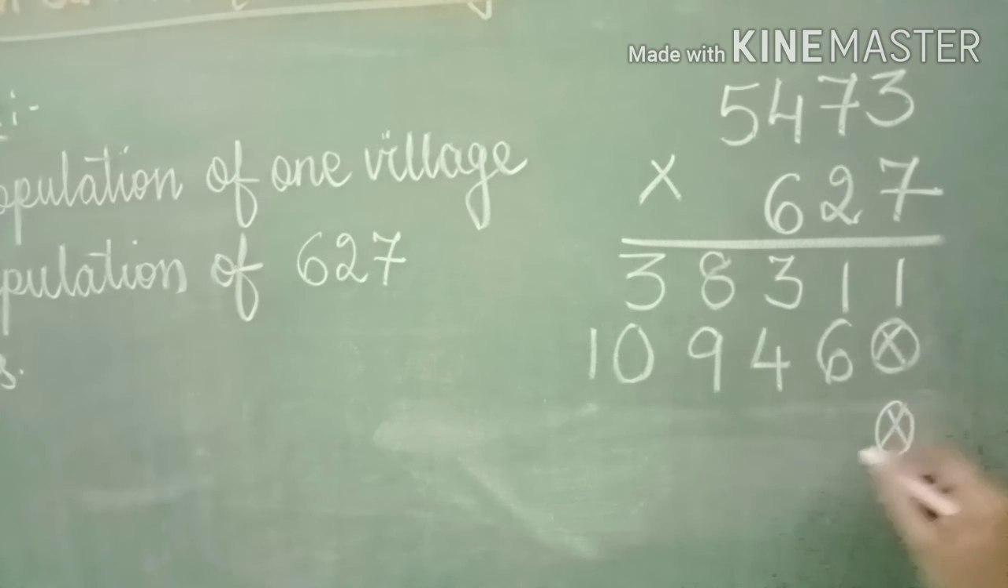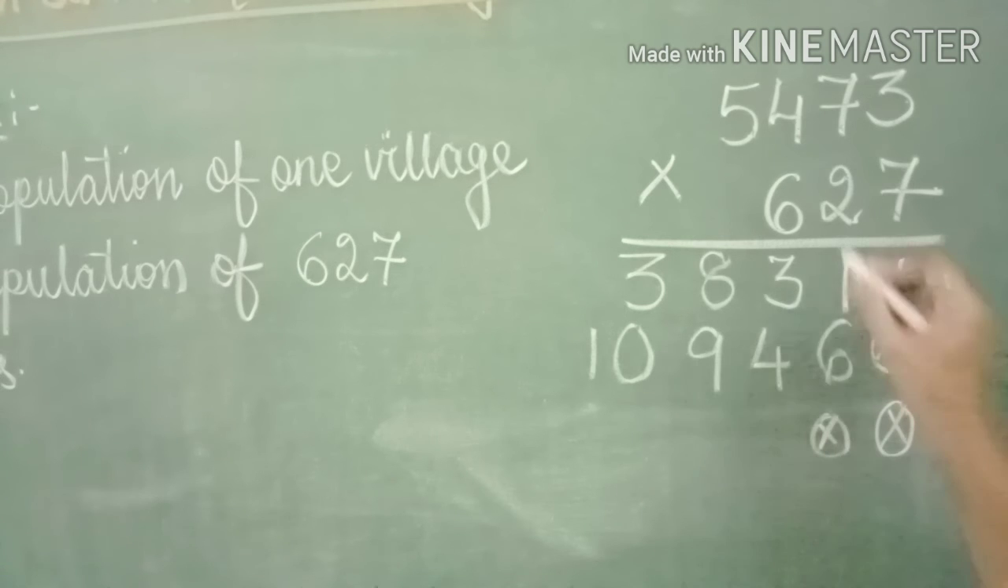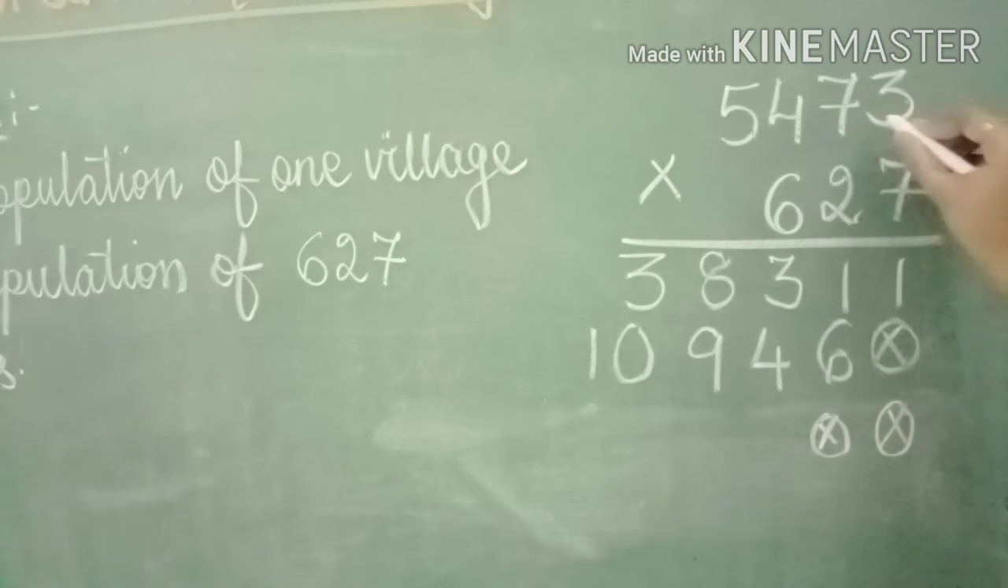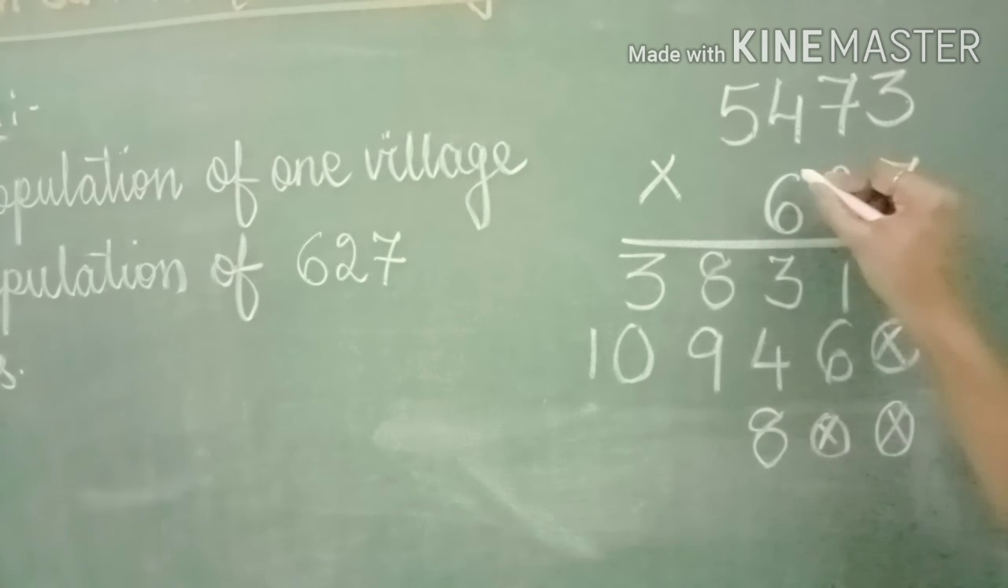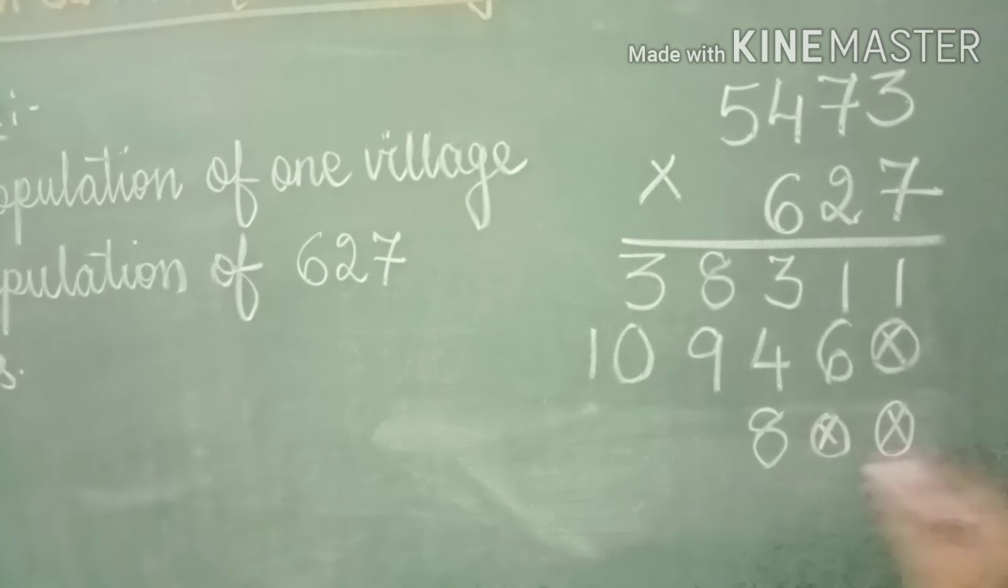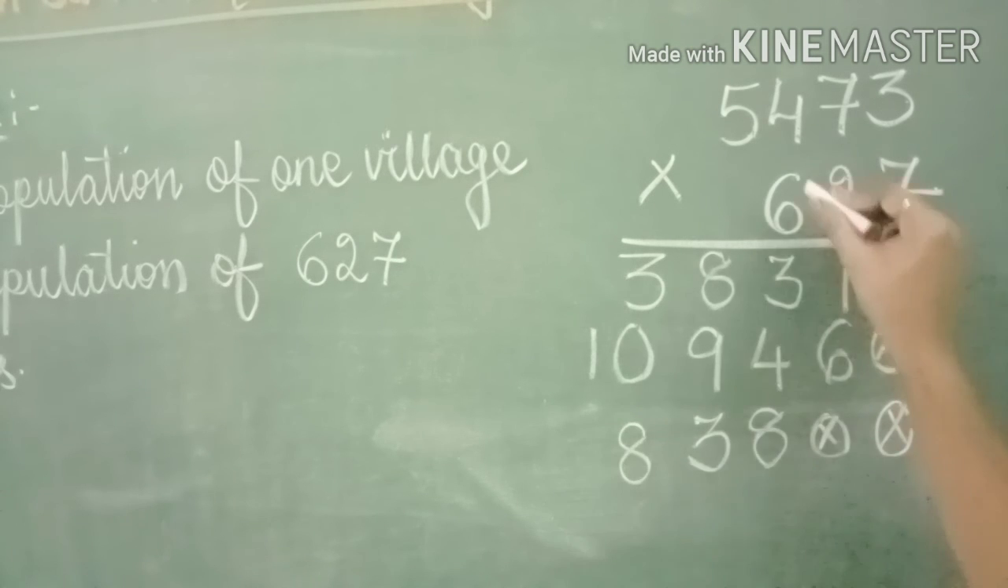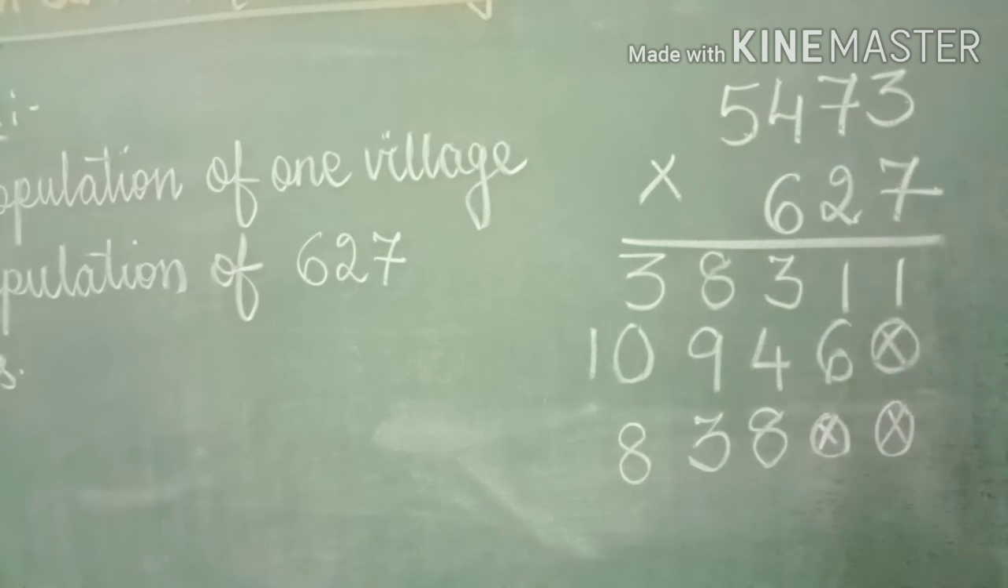This is units 0, this is tens 0. Then we are going to do 6 3s, that becomes 18, 1 carried up, 8 written down. Then 6 7s is 42, 42 plus 1 becomes 43. 3 written down, 4 carried up. 6 4s is 24, 24 plus 4 becomes 28. So 2 carried up, 8 written down. 6 5s is 30, 30 plus 2 becomes 32.